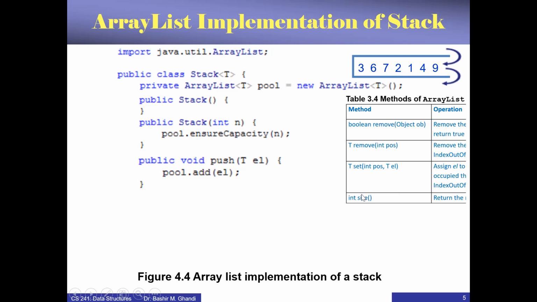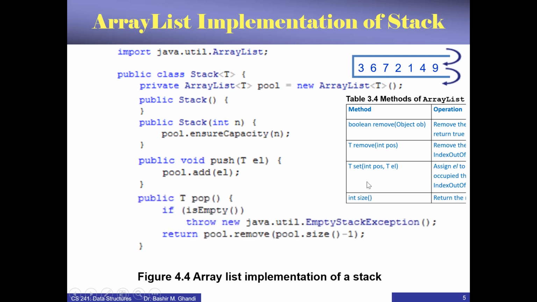So size will tell you there are 7 elements. But the index of 9 is actually 6, because the indexing starts from 0. So this is 0, 1, 2, 3, 4, 5, and 6. Okay, so that's how we're gonna implement the pop, by calling remove at size - 1, as you can see here.